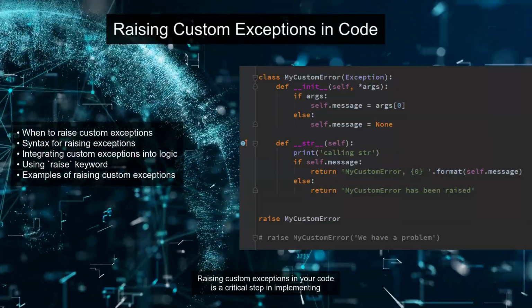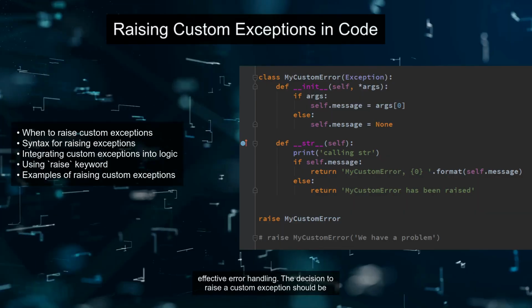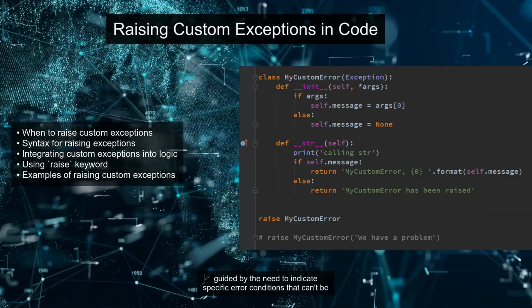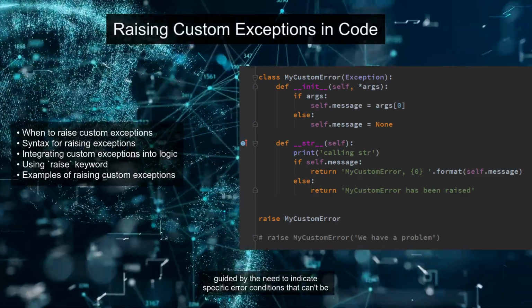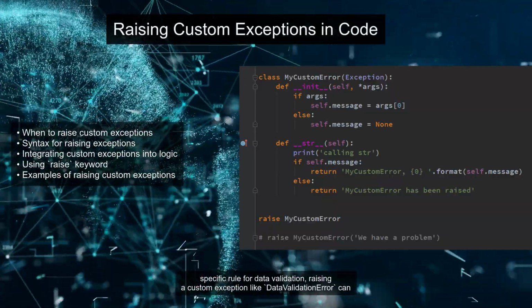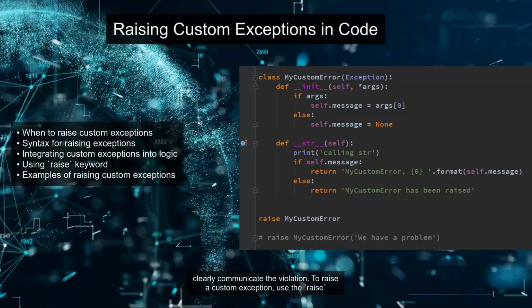Raising custom exceptions in your code is a critical step in implementing effective error handling. The decision to raise a custom exception should be guided by the need to indicate specific error conditions that can't be adequately expressed using built-in exceptions. For instance, if your application has a specific rule for data validation, raising a custom exception like DataValidationError can clearly communicate the violation.